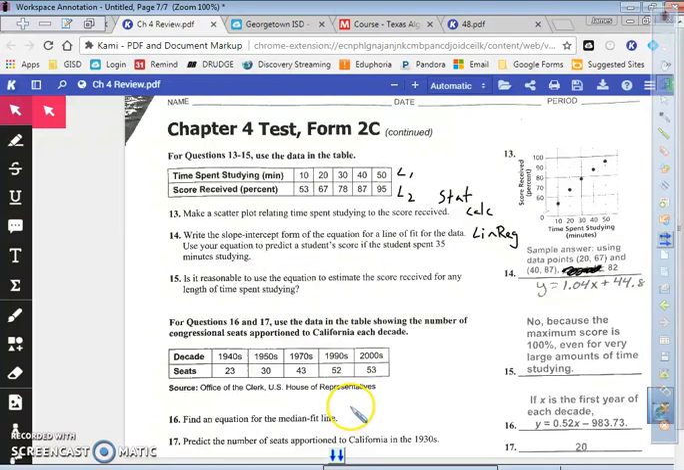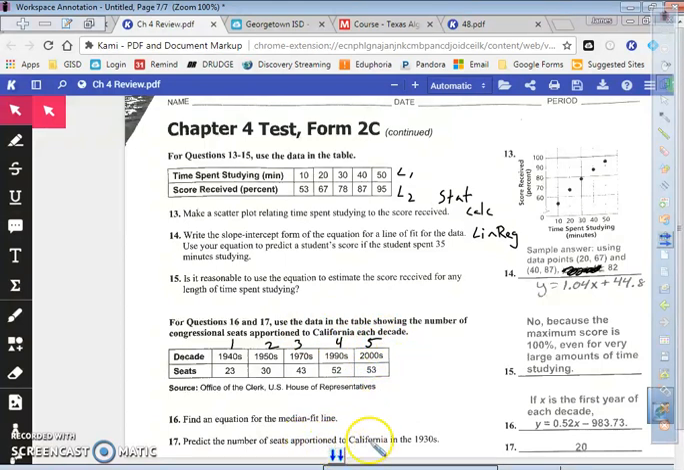Number 16, you throw it in your calculator. It should come up to something close to y equals 0.52x minus 983.73. Kind of depends what you do for your x values. If this was 1, 2, 3, 4, 5, it's going to be different than if you put 1940, 1950, 1970, 1990, 2000. All right, so adjust accordingly. Just make sure that you're able to put that in there.